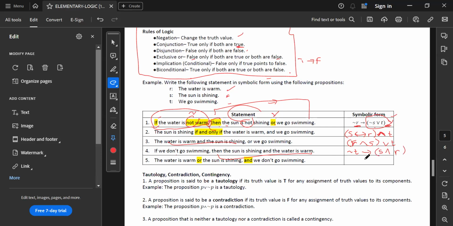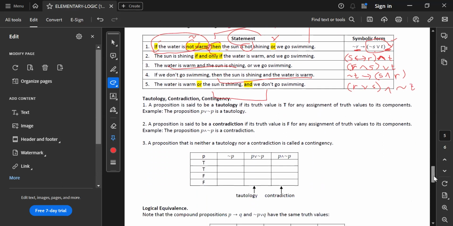So si S and R dapat na tong isulod sa parenthesis. And then for the last one, the water is warm. So R, tapos or, the sun is shining. So if we compare this entire statement, mo ni siya ang naay one proposition. So sila ato ang and we don't, so not T. So mo ni siya ang mga symbolic terms ani nga T.